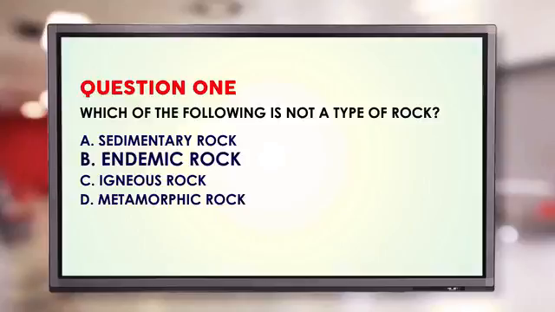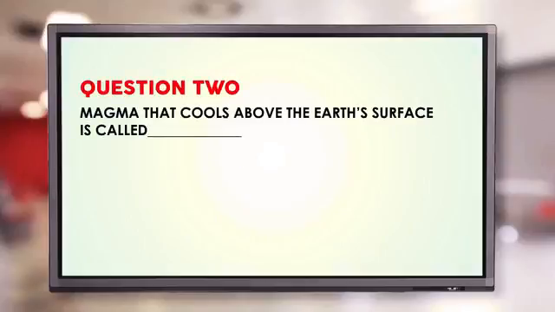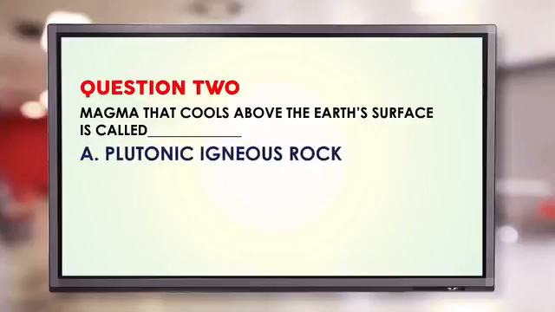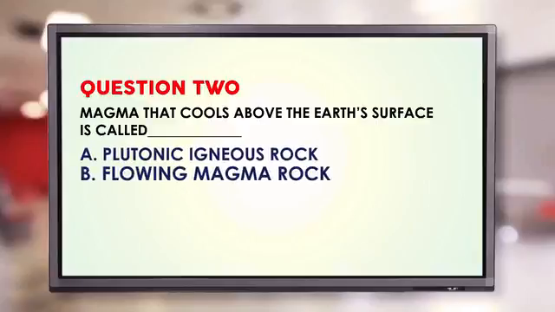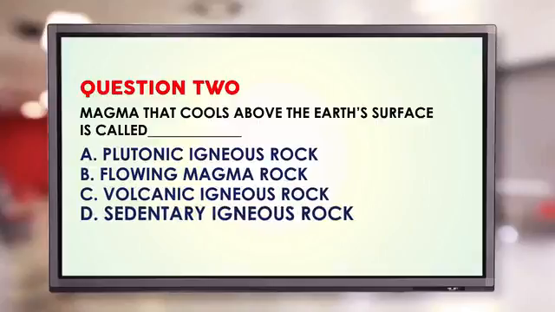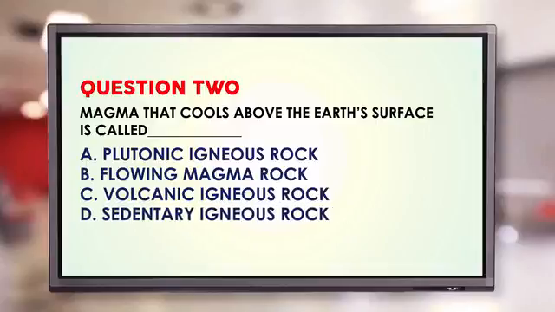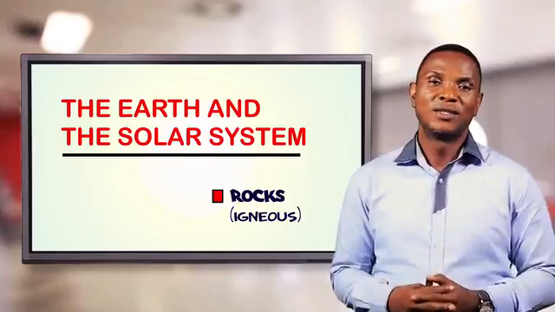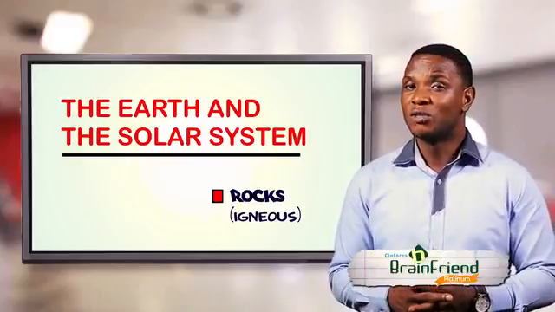Let's go to our next question. Question 2. Magma that cools above the Earth's crust is called A. Plutonic igneous rock. B. Flowing magma rock. C. Volcanic igneous rock. And D. Sedimentary igneous rock. The correct answer, of course, is option C, volcanic igneous rock.